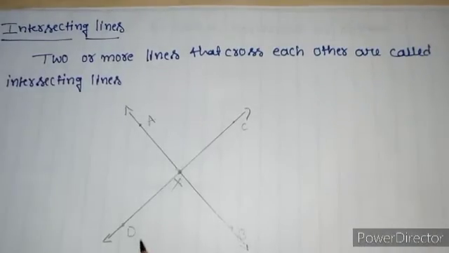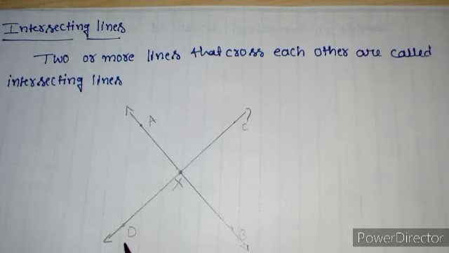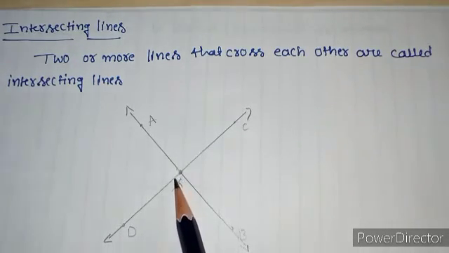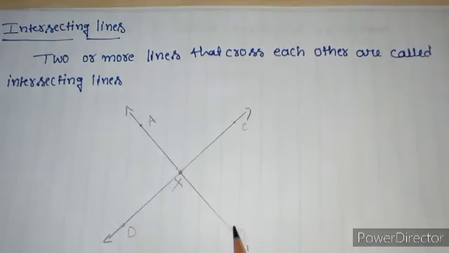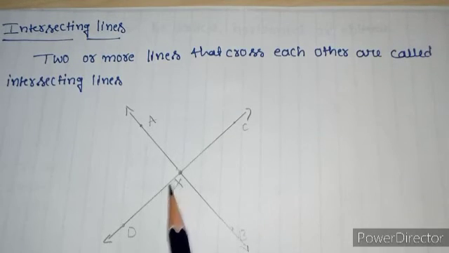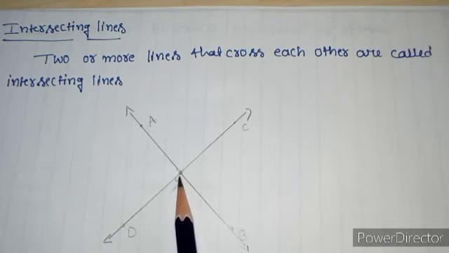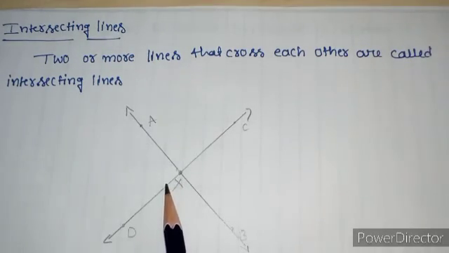See here two intersecting lines, AB line and CD line, have only one common point, right here, X point. So here AB and CD intersect at point X. So two lines can intersect at one and only one point. So these are intersecting lines.